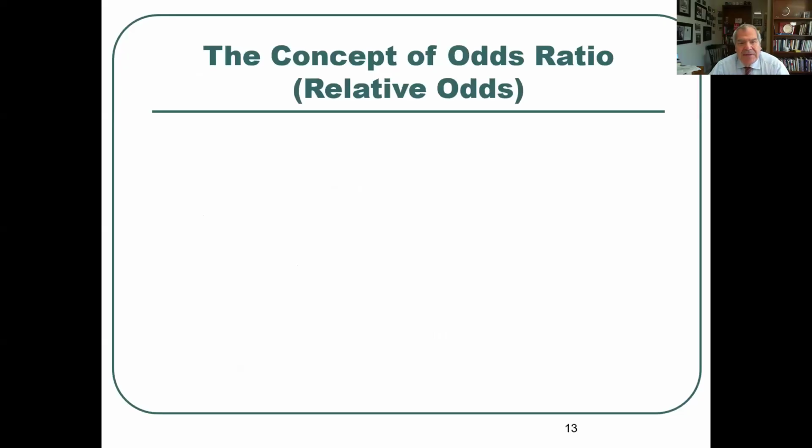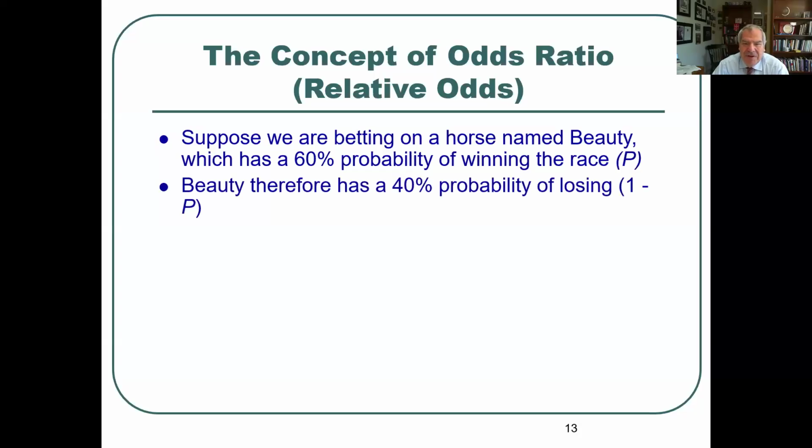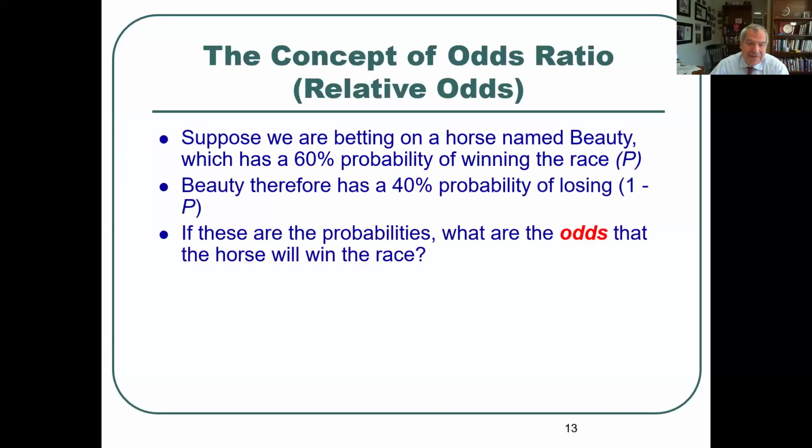If we look at some of the concepts, we think about the odds ratio and relative odds, and I know many of you have had this piece. This is just a little simple example. Suppose we're betting on a horse named Beauty, which has a 60% probability of winning the race. Beauty, therefore, has a 40% probability of losing the race, just by simple mathematics. If these are the probabilities, what are the odds that the horse, Beauty, will win the race?